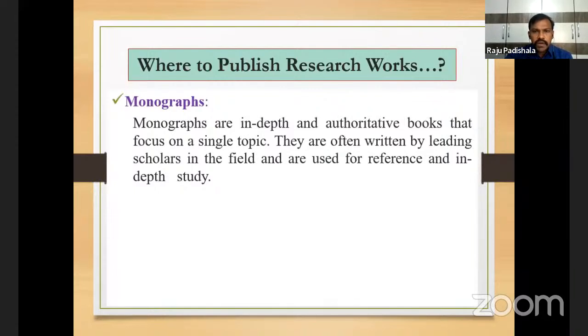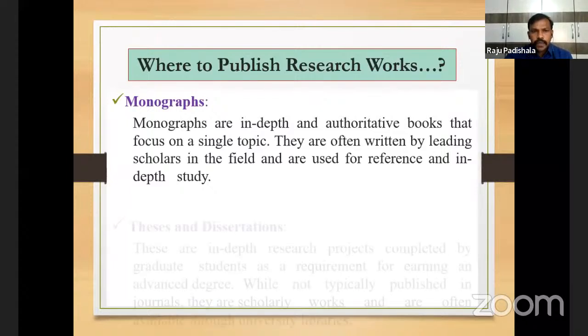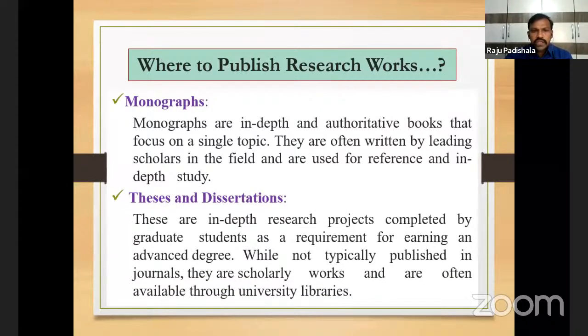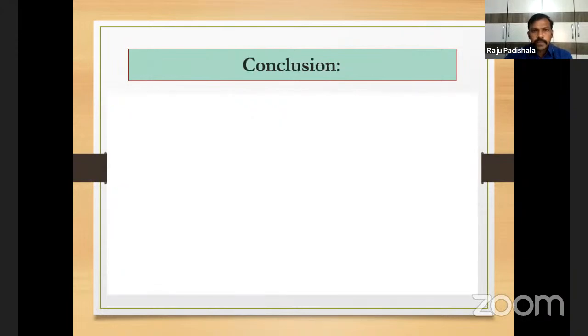Monographs are in-depth and authoritative books that focus on a single topic. They are often written by leading scholars in the field and are used for reference and in-depth study. And thesis and dissertations are research projects completed by students and, while not typically published in journals, they are scholarly works and are often available through university libraries. So these are the places where our research works can be published.